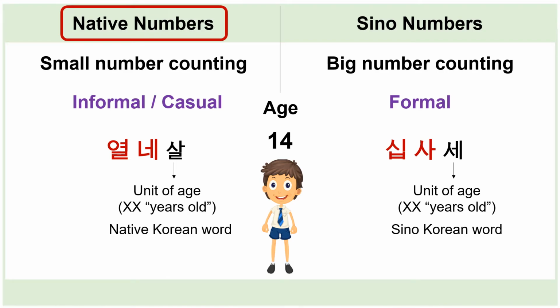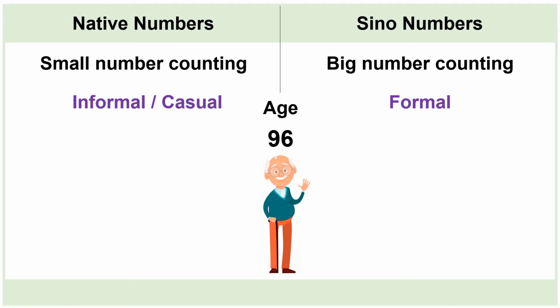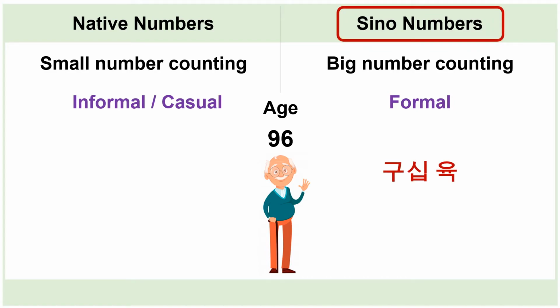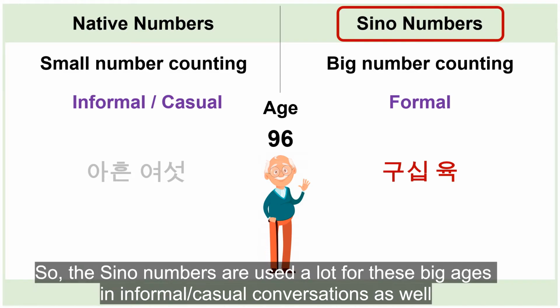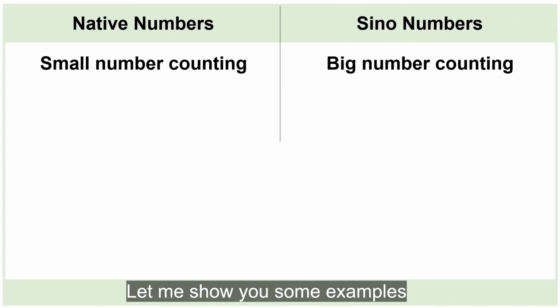For example, here is a 96-year-old man. Which number do I use? Yes, I would definitely use the Sino numbers, 96, because it is such a big number. I can say the native numbers, 96, I can manage it, but I don't prefer it because it is not so familiar to me. So the Sino numbers are used a lot for these big ages in informal casual conversations as well. Let me show you some examples.